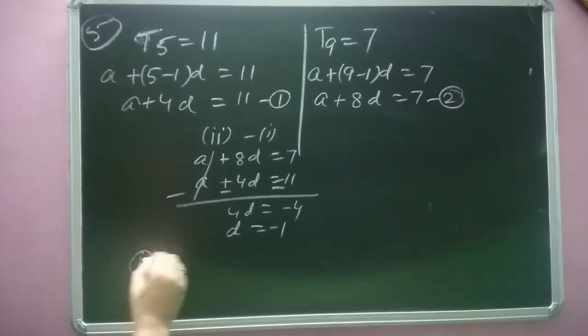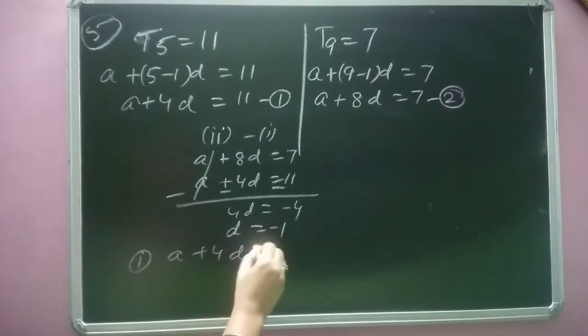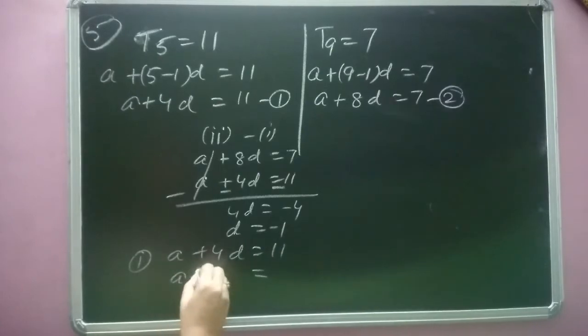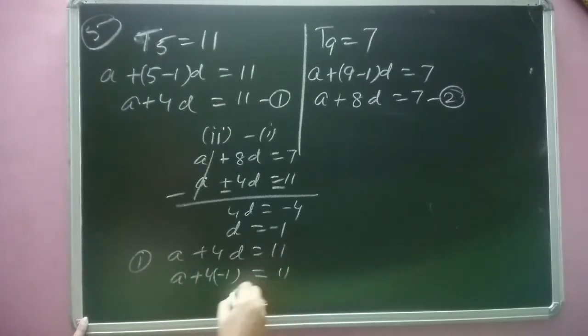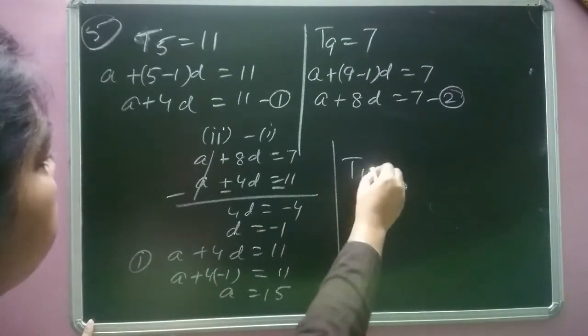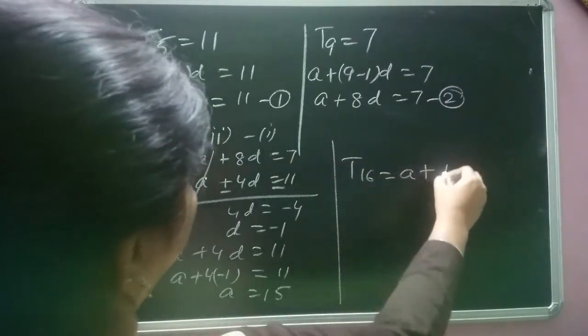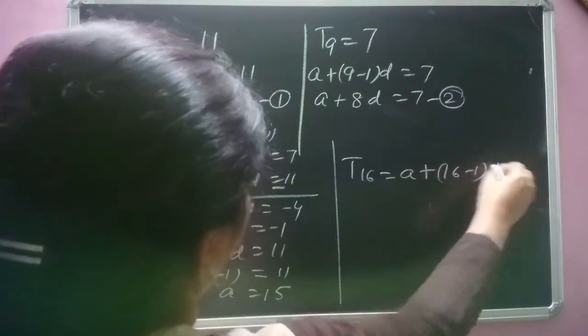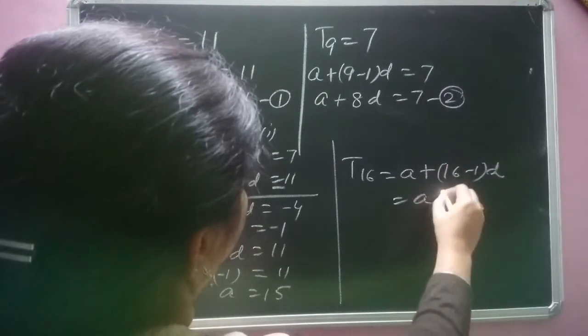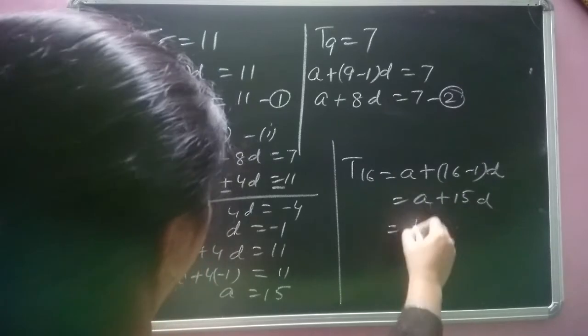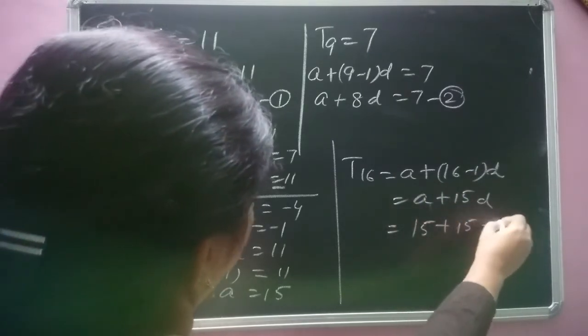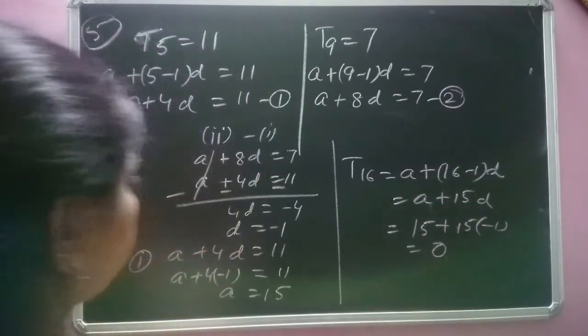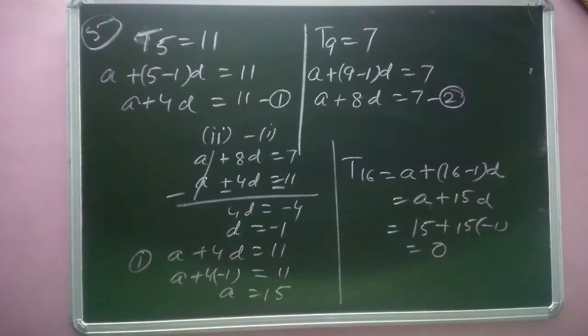Now we can put the value of D in equation number 1. So A plus 4D is 11. So A plus 4 into minus 1 is 11. Hence A will be equal to 15. Now after finding out A and D, suppose you have to find the 16th term. So T16 will be equal to A plus 16 minus 1 into D, that is A plus 15D. We can put the value of A here, 15 plus 15 into D is minus 1. This becomes 15 minus 15, that is 0.